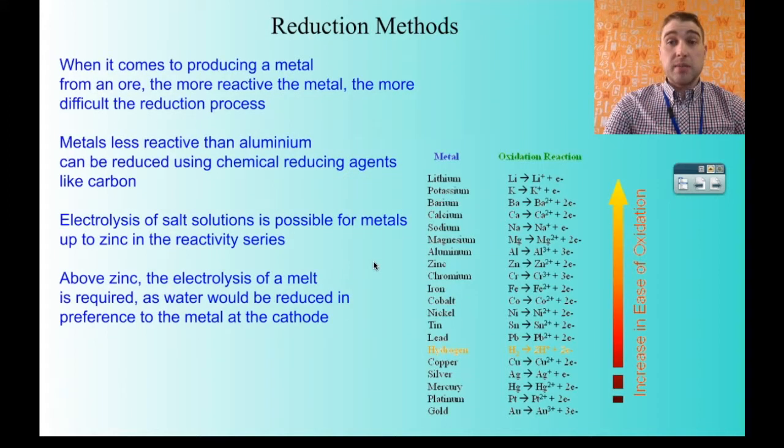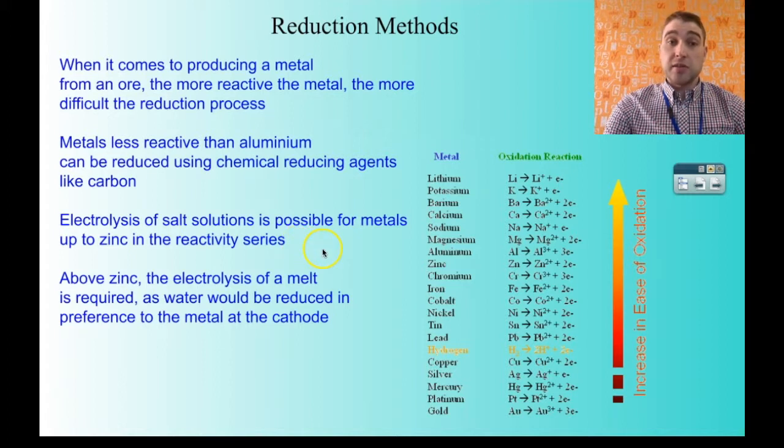So as we saw with aluminium there, it's quite a reactive metal, and that means it's got a very difficult reduction process for reducing the metal ion to the metal. For metals that are less reactive than aluminium, you can use a reducing agent like carbon rather than doing electrolysis. So if we look at, say, zinc and iron, you can reduce their ions using carbon and carbon monoxide rather than having to electrolyze a salt.